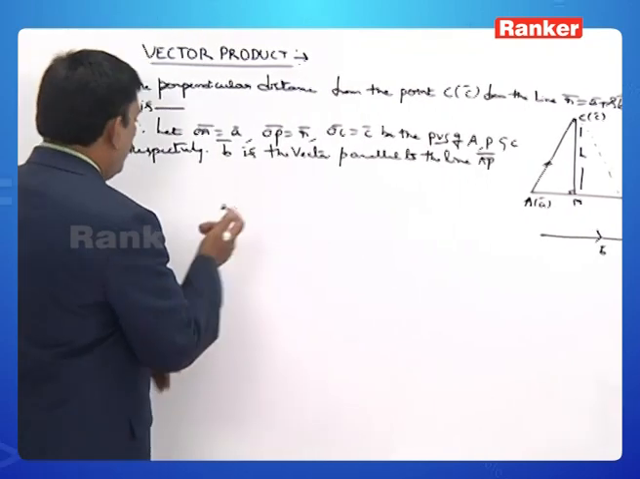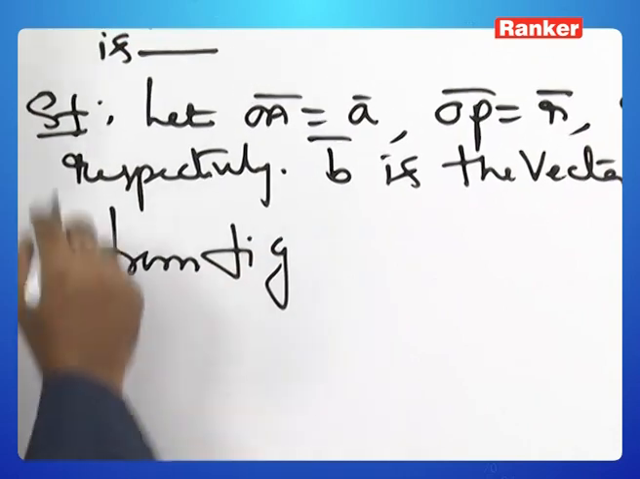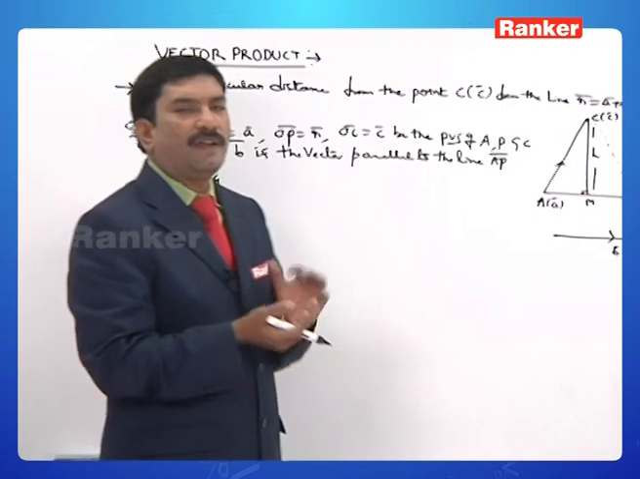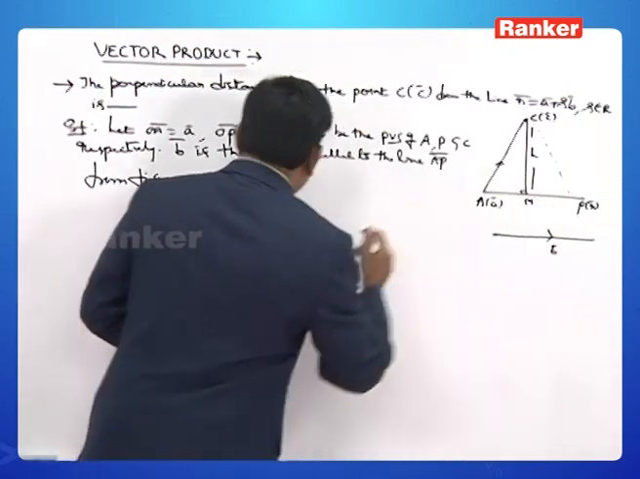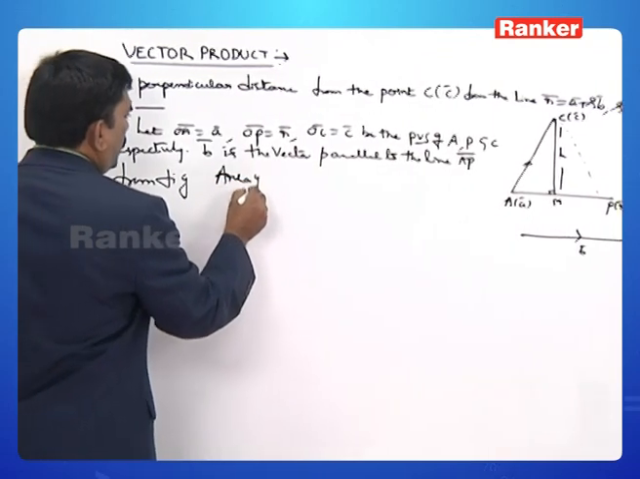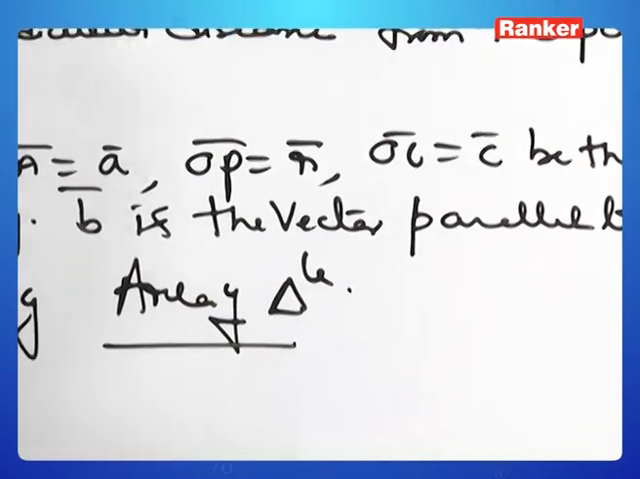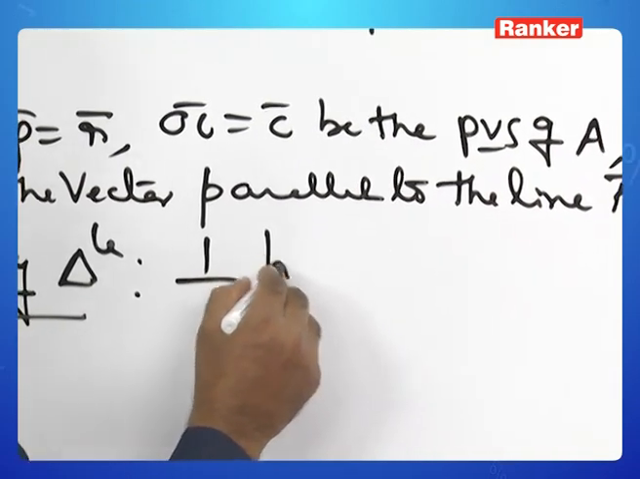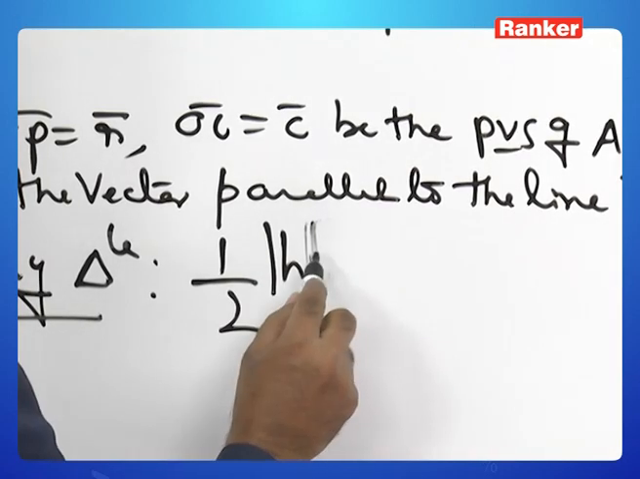Now, from the figure, what I can write is, H is the perpendicular distance. It's the height. So this is the vector parallel to this line. From the figure, area of triangle I can write as half into height into modulus of B bar.